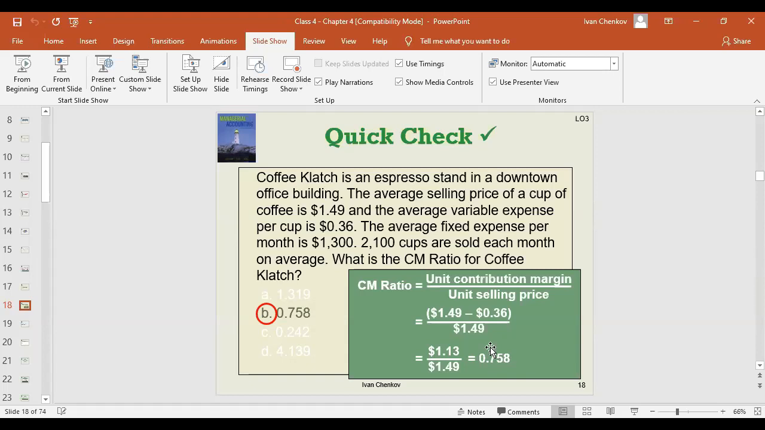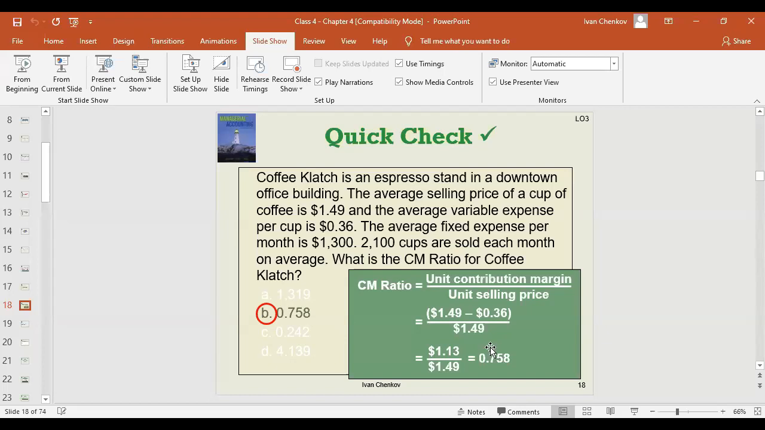And we can get the answer from the contribution margin per unit. Do you understand how to get the contribution margin ratio? Yes, I do. Unit contribution margin divided by unit selling price. How many of you get the unit contribution margin? I got it. How much is the unit contribution margin then? 1.13. How much is the unit sales price?